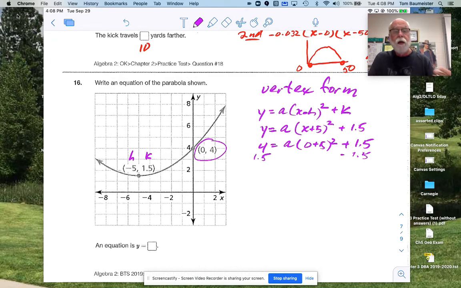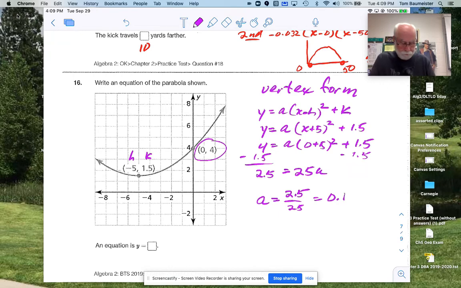So 0 plus 5 is 5, squared. 5 squared is 25, so on this side I'll have 25a. On this side you'll have 2.5, because that's what 4 minus 1.5 is. So to get a by itself, I'm going to take the 2.5 and divide it by 25, and that will give me 1/10, or 0.1.